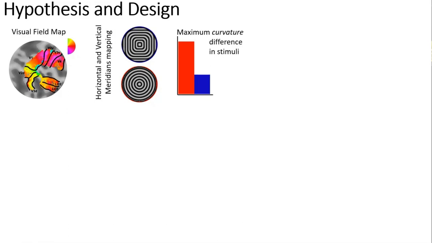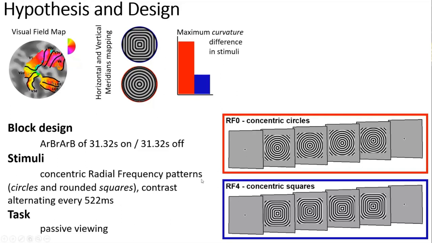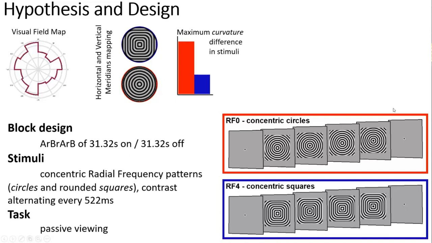The actual design was a simple block design. So we have a 30-second stimulation where we are showing these concentric circles, then 30 seconds of rest, and then another 30 seconds of concentric squares, and so on for roughly 15 minutes, and then repeat that up to an hour.